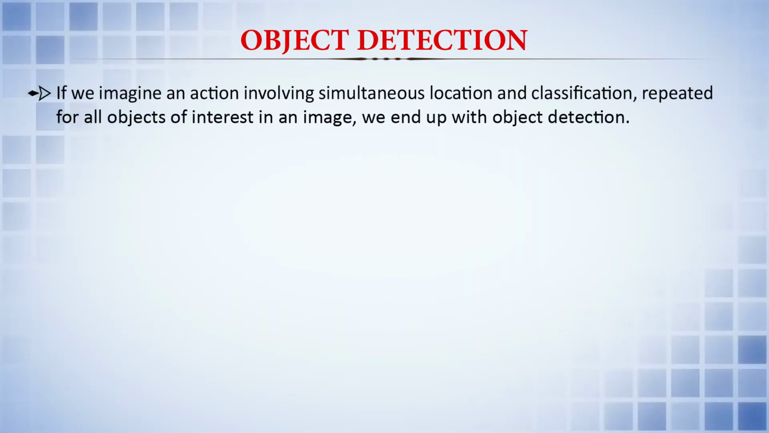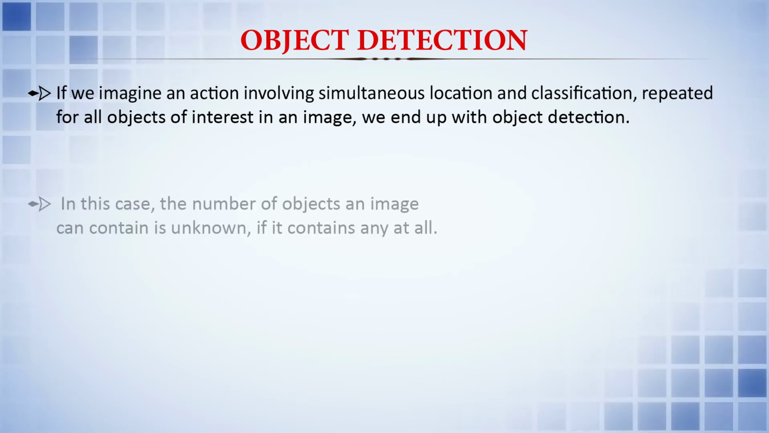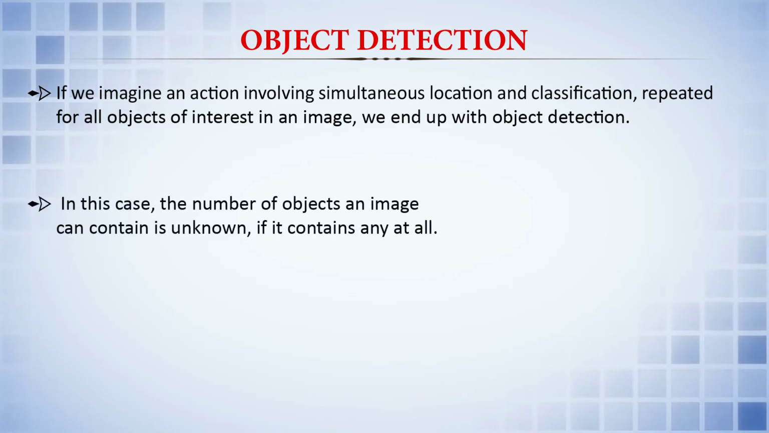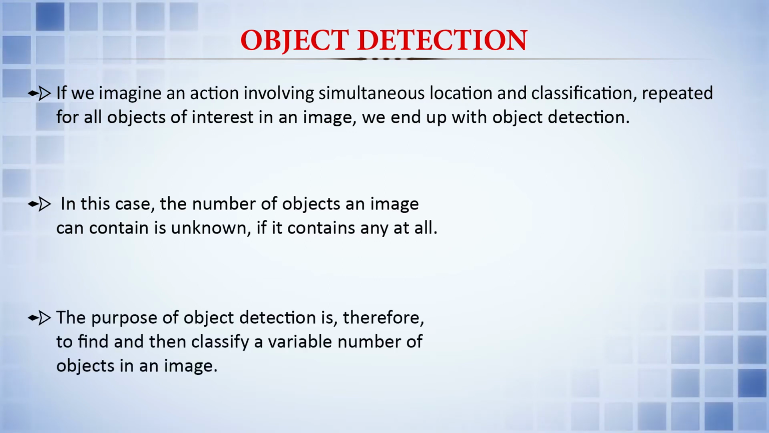The other task that computer vision does is object detection. If we imagine an action involving simultaneous localization and classification repeated for all objects of interest in an image, we end up with object detection. In this case, the number of objects an image can contain is unknown, if it contains any at all. The purpose of object detection is therefore to find and then classify a variable number of objects in an image.